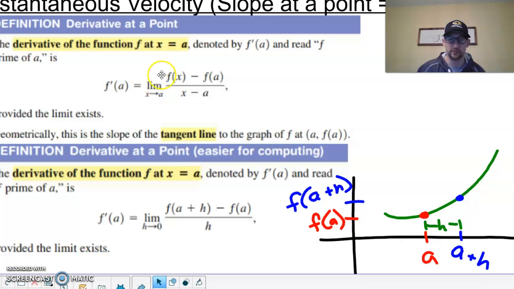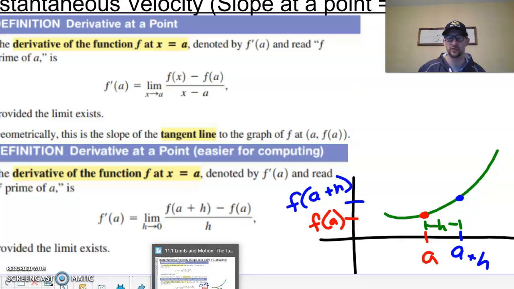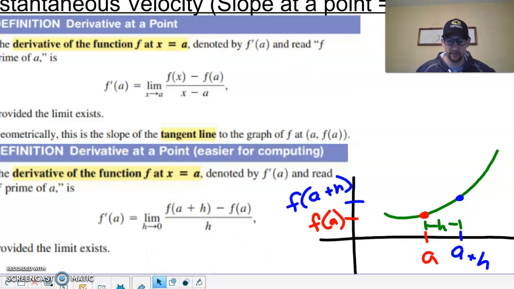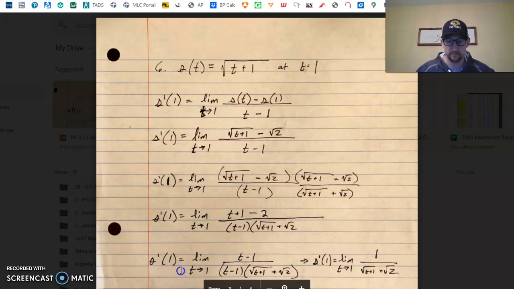We're using this formula up here. f prime of a is equal to the limit as x approaches a of f of x minus f of a over x minus a. Okay, so this is the formula I'm using for number 6 because it works out well with the square root and because I wanted to show an example of the other version of it.